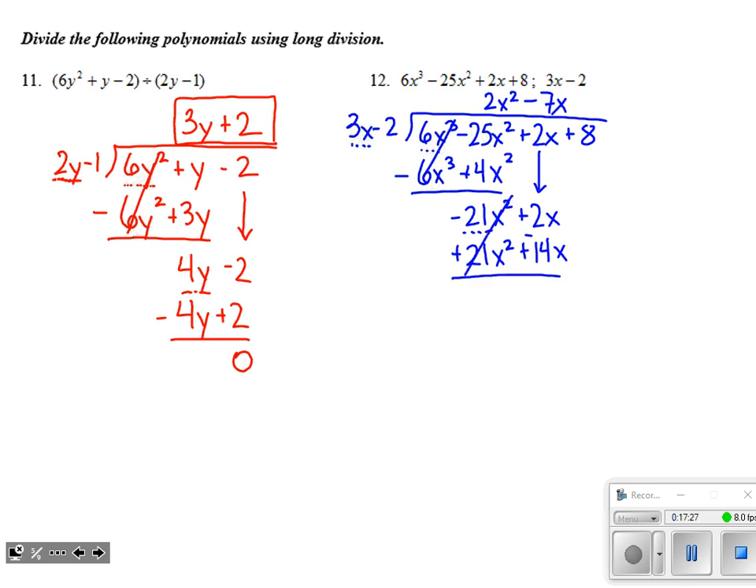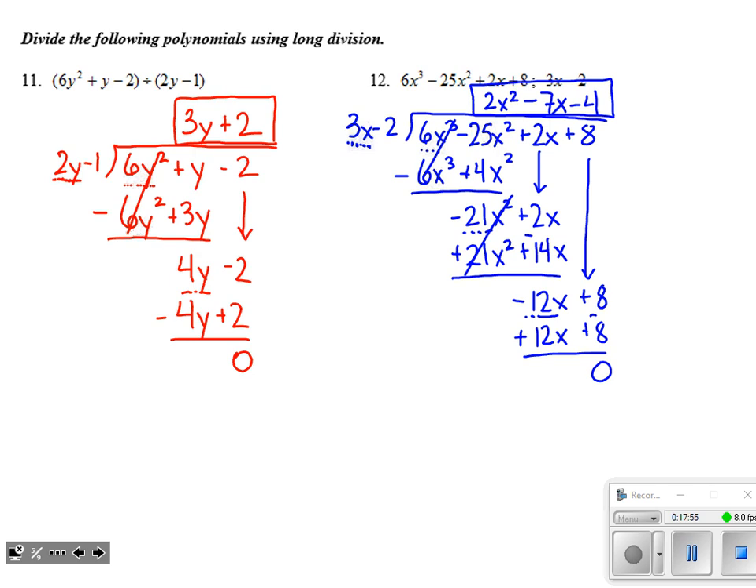Again, those leading terms cancel. That's what we want to happen. I get negative 12x, and I'll drop down the next one in line, a positive 8. One more time through the process, what do I multiply 3x by to make negative 12x? Well, it's negative 4. Distribute the negative 4 out front, I get negative 12x and a positive 8. And I switch the signs and add, and yet again, I have a remainder of 0. So this is my answer.